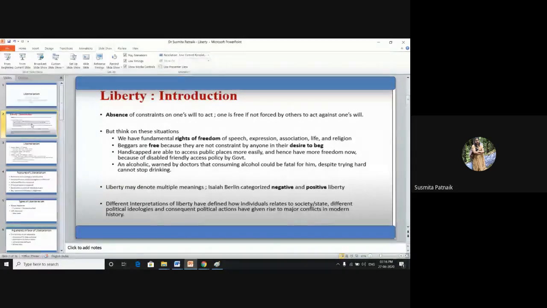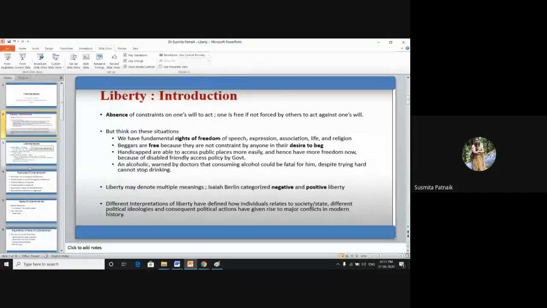This is called the negative right, or the negative liberty. There are two types of liberty, one is the positive liberty and the second is the negative liberty. The positive liberty implies doing whatever you can, but the negative liberty means you should not do those things which concern other individuals. So that is called the negative liberty.